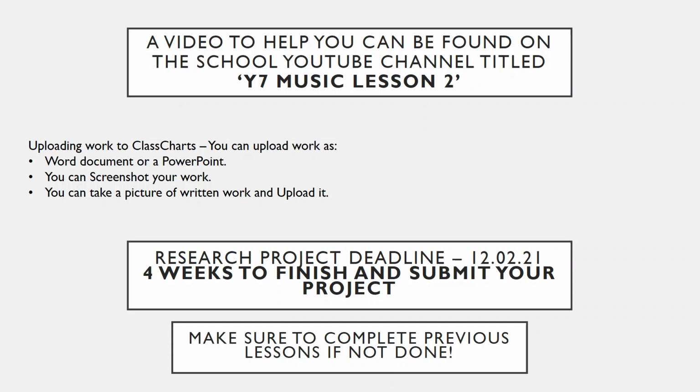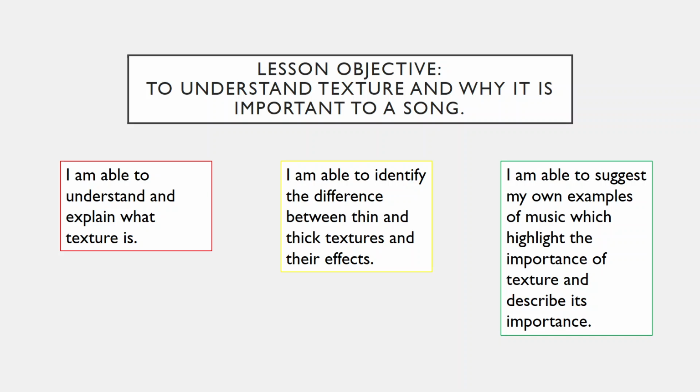The aim for this lesson is to understand texture and why it is important to a song. So at the very least today, the red box on the left, you should be able to understand and explain what texture is. Once you've done that, the yellow box in the middle, you should be able to identify the difference between a thin and a thick texture and the effect that these give.